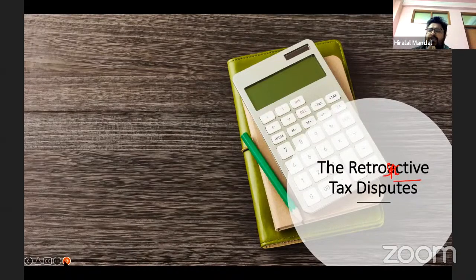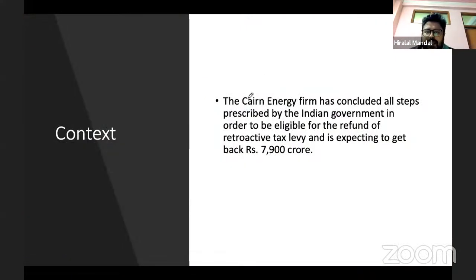In this context, let us try to understand what is the retrospective tax dispute, what are the various cases, and so on. Recently, there were two cases, one with Vodafone and the second with Cairn Energy. Cairn has concluded all the steps prescribed by the government of India in order to get the money back. It is expected to get 7,900 crore rupees, which was imposed due to retrospective tax laws introduced in the Finance Bill of 2012.